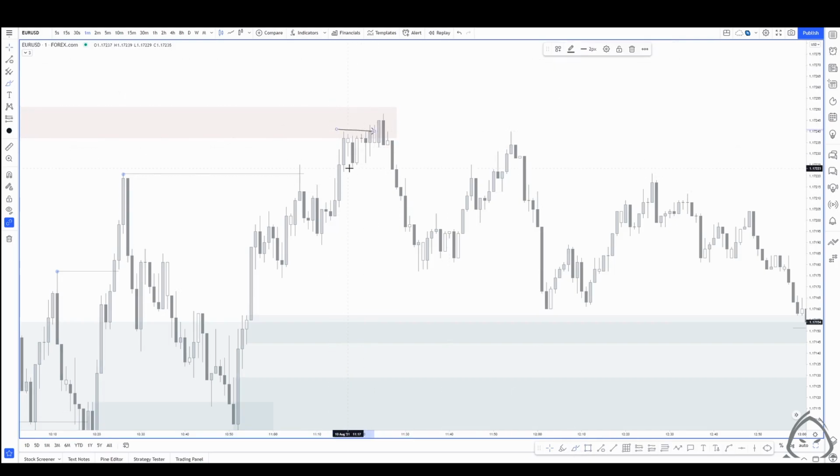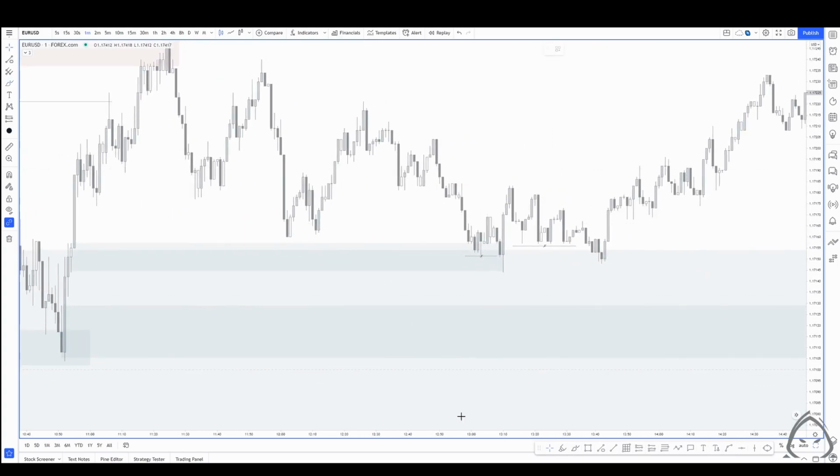Again, sweep of liquidity, break of structure, valid supply zone. We also have a mitigation of a previous supply zone, therefore a higher probability supply zone being formed. And then we move on to this one.